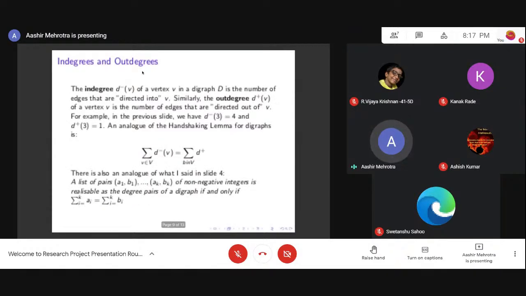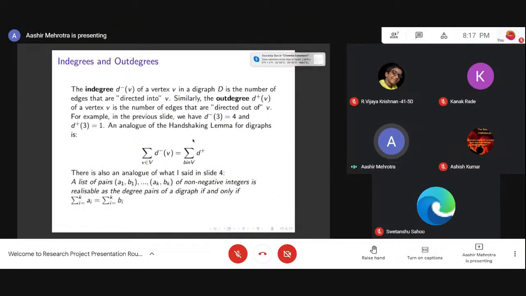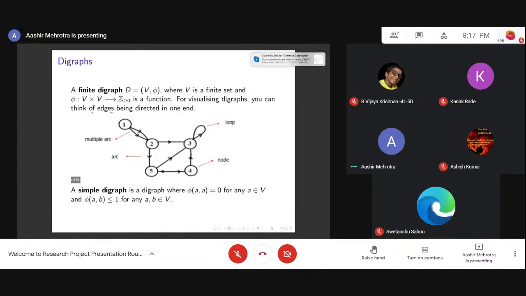The in degree of a vertex is the number of edges that are directed into that vertex, and the out degree of v is the number of edges that are directed out of v. For example, over here we have d minus 3 is 4, because there's this edge, I hope you can see my mouse, this edge, this edge, and this loop also is coming into 3. So d minus 3 is 4 and d plus 3 will be 1, because there is one edge out of 3.